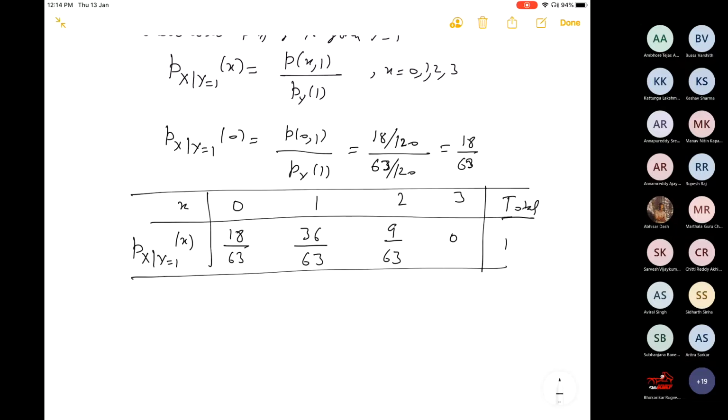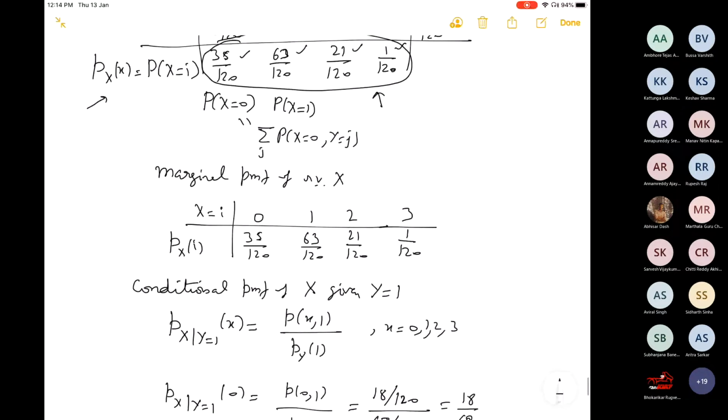So if you find out the mean corresponding to this, this will be nothing but summation of x multiplied by the conditional pmf given y is equal to 1. So multiplying this, 1 into 36 by 63 plus 2 into 9 by 63. In this fashion, you can find out this value also. Similarly, you can find out the mean and variance corresponding to x also and y also from here.